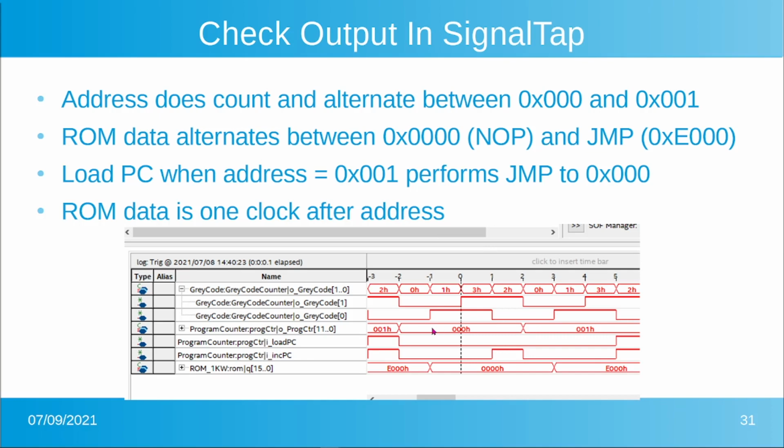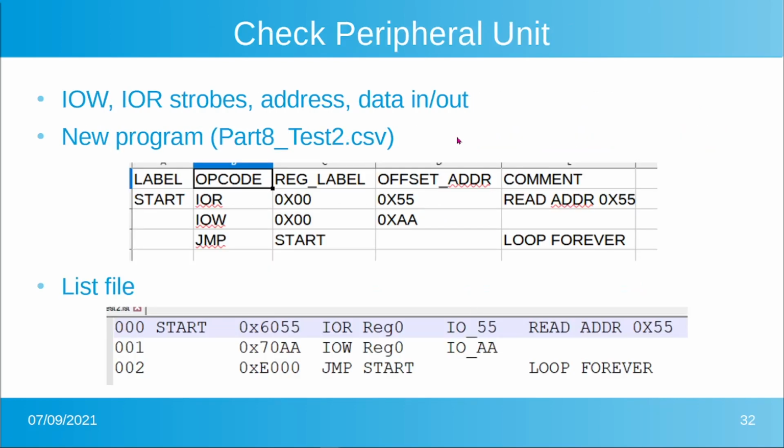Didn't have to do much debugging. The only thing that was broken was the gray codes, and that was just forgetting to put the registered values on the decode for the next state of the device. Now that we're here, let's go play with our peripheral unit and see what's going on. Those I/O reads and writes, address, data in and out, we ought to be able to do.